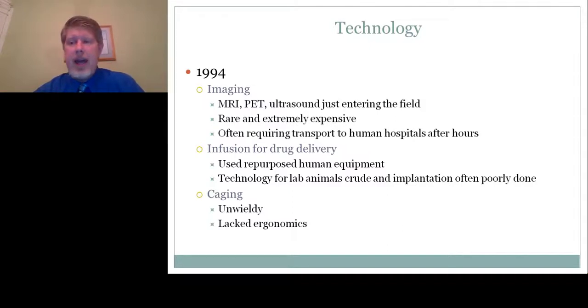For drug delivery, we had infusion technologies, and those were often human equipment, human catheters, and the technology was honestly pretty crude. Wonderful if you like rebuilding things on the fly in an emergency, but not very good out of the box. Even our caging, it was unwieldy. It wasn't designed for our type of use. It lacked ergonomics. Fortunately, they did a wonderful job protecting our lab animals. They often didn't do such a great job protecting us working with them.